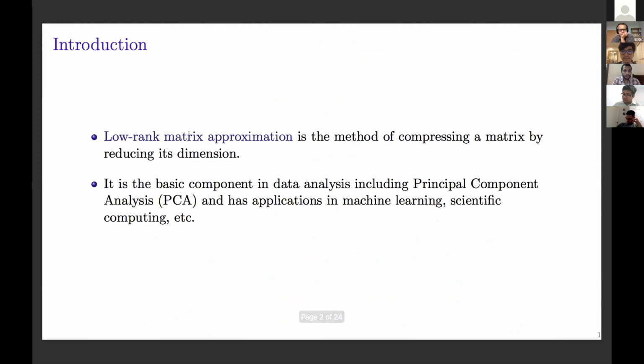Okay, so low rank matrix approximation is a method of compressing a matrix by reducing its dimension. It is widely used in data analysis, for example, principal component analysis. It has applications in machine learning, data mining, scientific computing, etc.